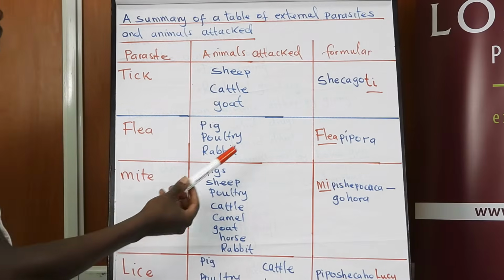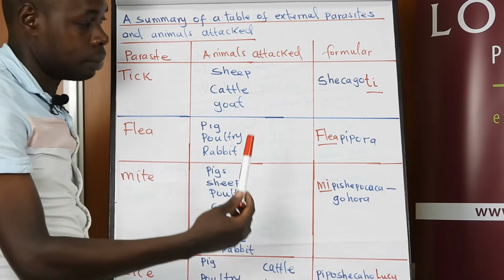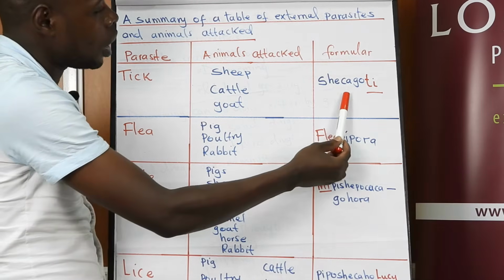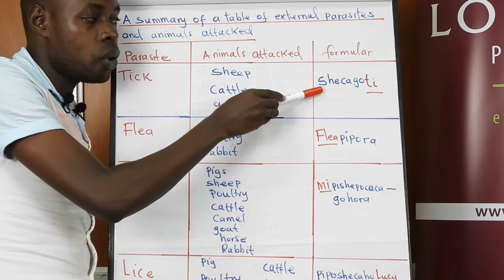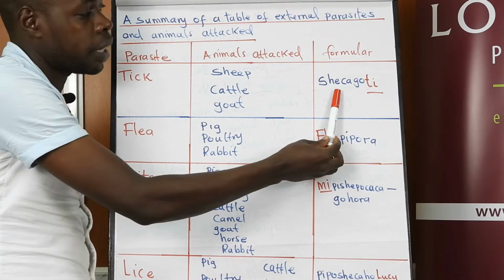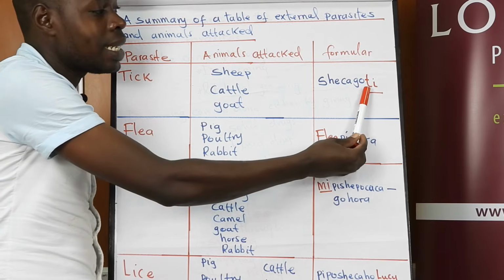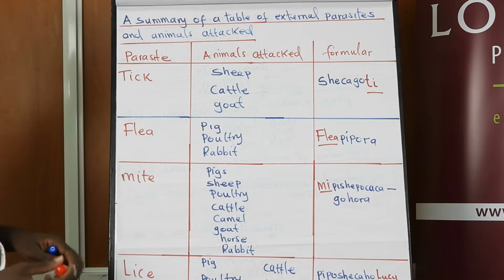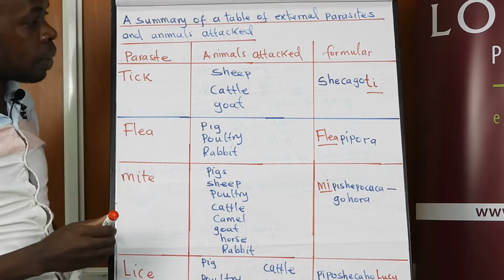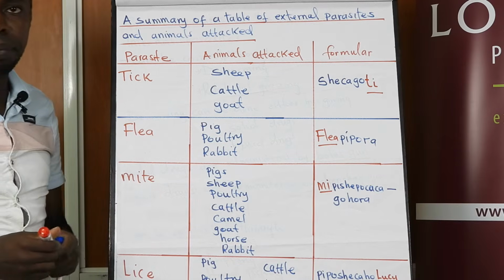And as usual, I have the formula to master. We have Shika-Go-T. She stands for sheep, Ka stands for cattle, Go stands for goat, and T itself, in red marker pen, stands for the parasite that attacks the animals.